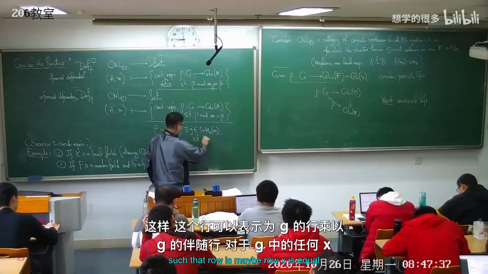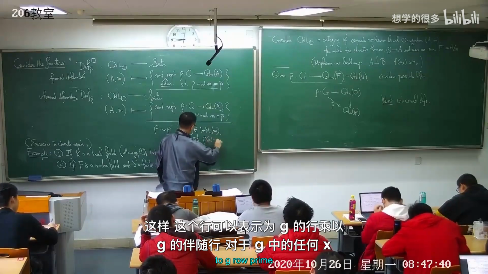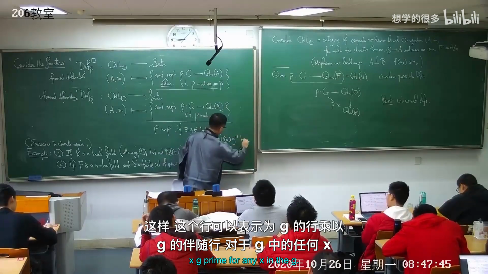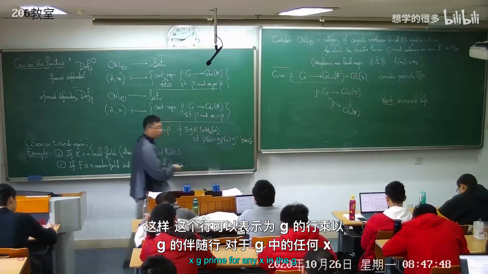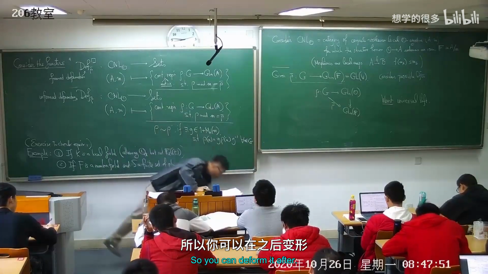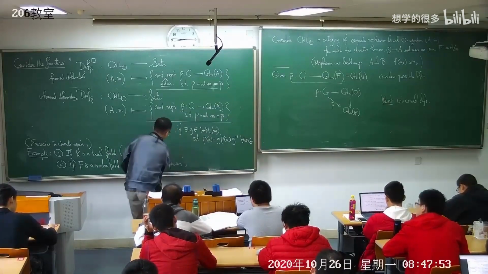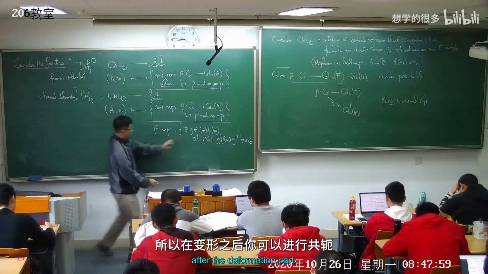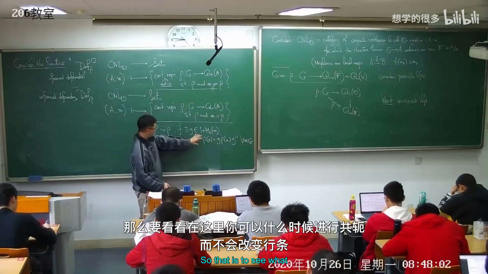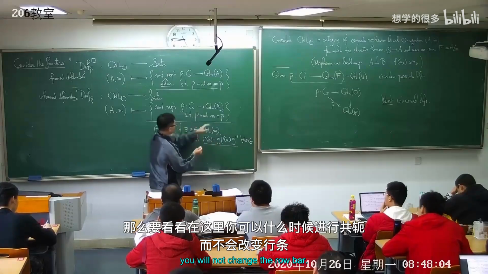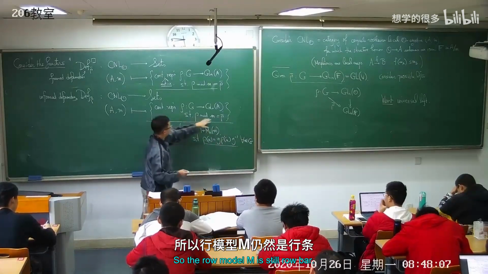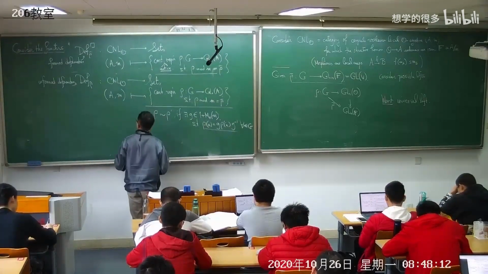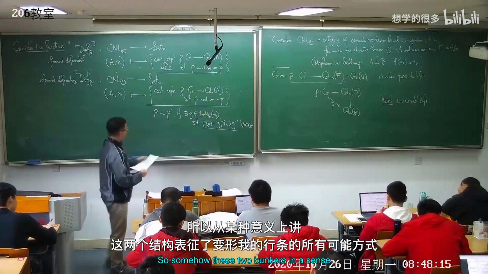such that rho x is equal to G rho prime x G prime for any x in G. Okay, so you can deform it after, right? So you can conjugate it after for the deformation part. So that, you see, when you conjugate here, you will not change the rho bar. So the rho modulo M is still rho bar itself. You don't conjugate the rho bar given to you.